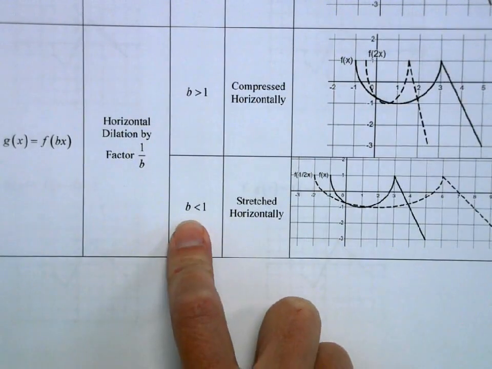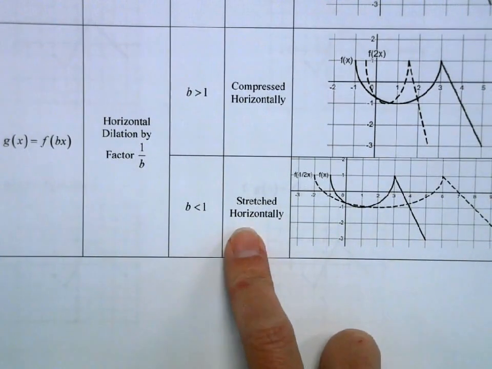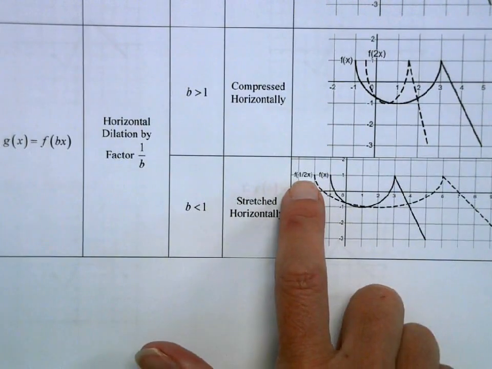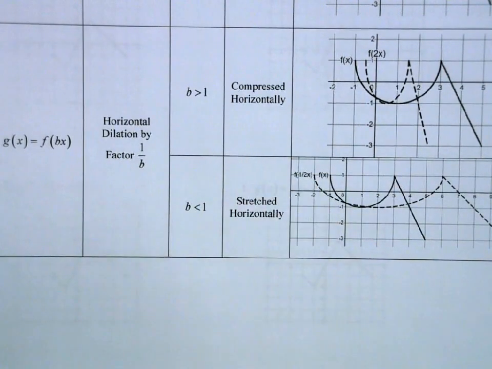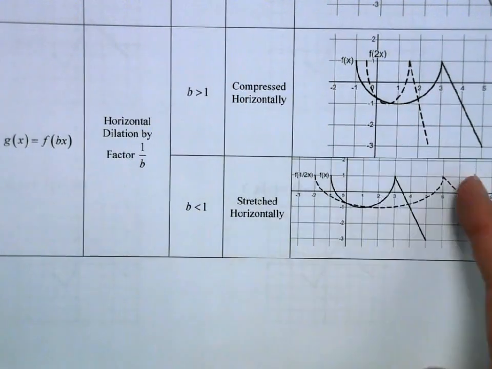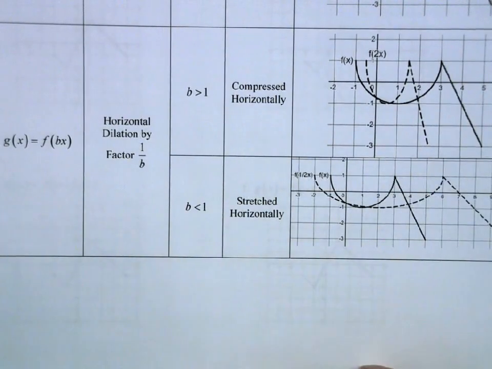Versus if that number is less than 1, like 1/2, it's going to get stretched horizontally. So here I've got my f of x, and we have f of 1/2 x, which means my factor is 2. So all my x values get doubled. So this one that was at 3 is now at 6, and so on. So it's stretched horizontally.